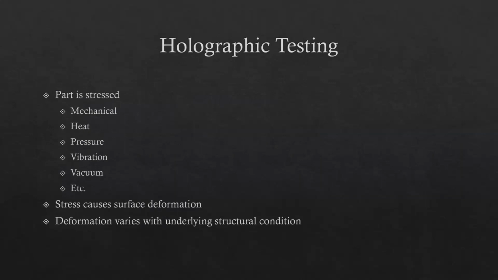There are different ways we can stress the material. Some of the most common are mechanical, things like bending or pushing on it, heat, or pressure. If you're dealing with an airplane, you can pressurize the pressure hull, for instance. There are also vibrations or vacuum, and all kinds of other ways. But ultimately what we're looking for is to cause some kind of deformation, and the way the deformation takes place will be altered by damage or changes to the structure.